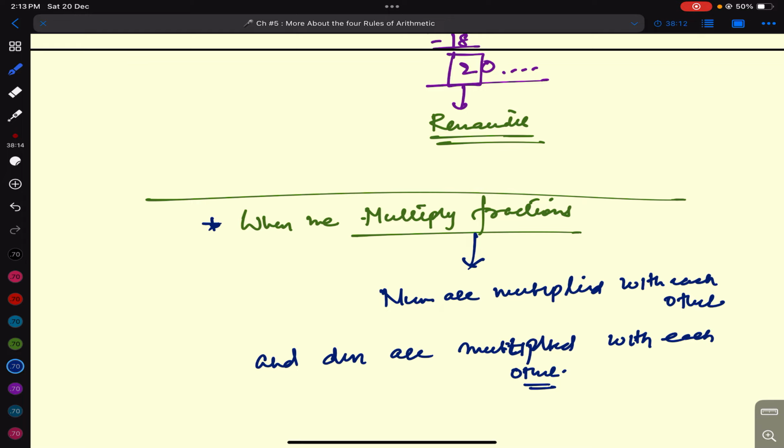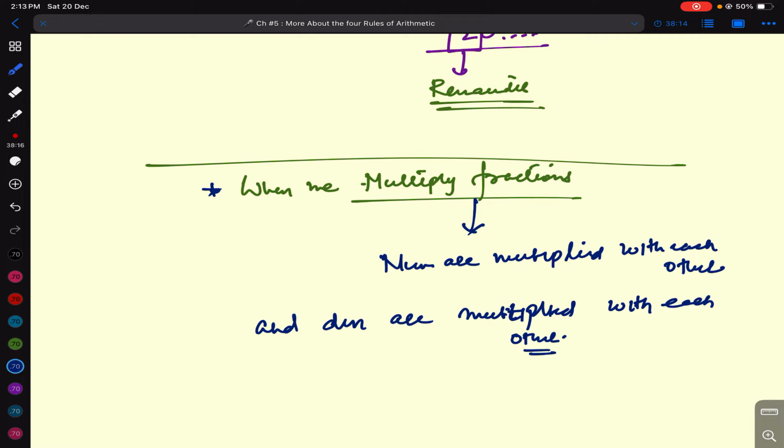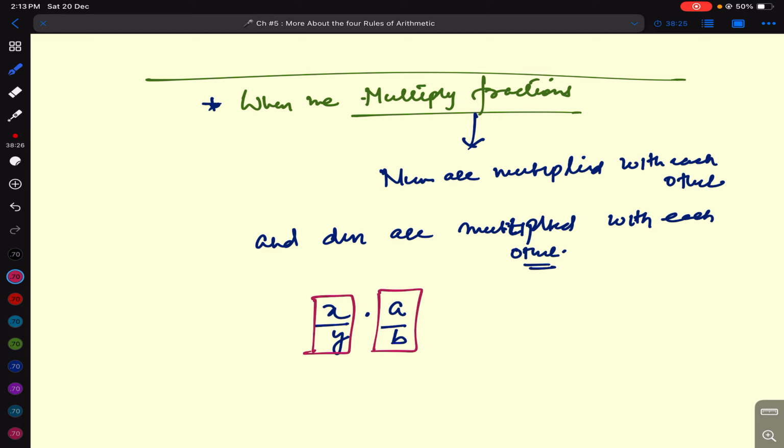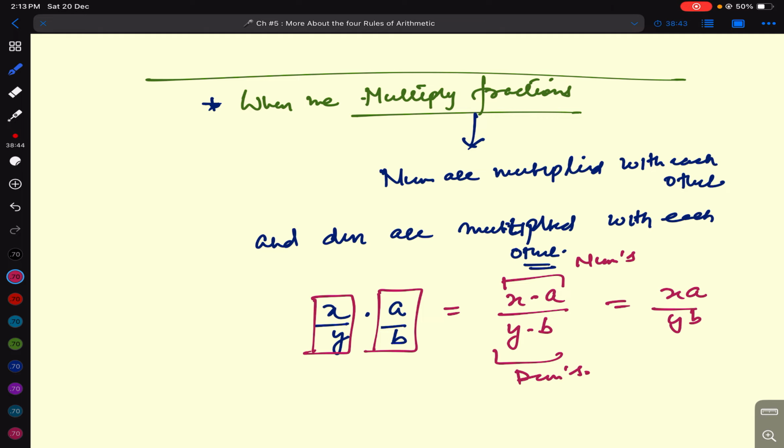Okay, so we multiply the numerators as well as denominators. What do I mean to say by this? Let's say you have two fractions, x over y, and another one, a over b. This is your first fraction and this is your second fraction, right? So first you multiply both the numerators, which are x and a, and then you multiply both the denominators, which are y and b. So this becomes xa over yb. That's your answer. This is how we perform the multiplication of two fractions.